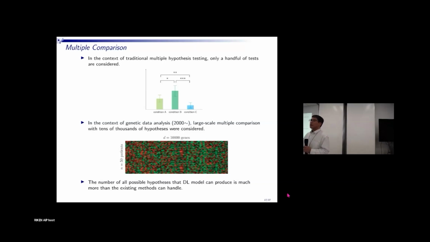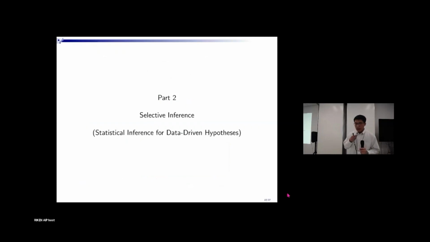But now, what we need to consider for deep learning is that the number of hypotheses is 2 to the power of the number of pixels, which is much greater than this situation. So therefore, we have to think about something new. And this selective inference, which is the main key point of this talk, is the statistical inference for data-driven hypotheses.